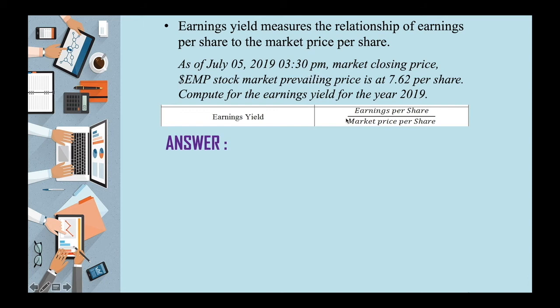Guys, when we say market share, this is the current price, or the market price. This is the current price of a specific stock. In our case, that is the Emperador Corporation sa specific time. So, assuming today is July 5, 2019. Kanina, kunyari, 3:30 p.m. Kunyari, ngayon yan. Market closing price ng stock ni EMP is 7.62 pesos per share.